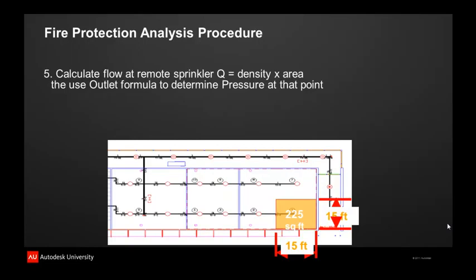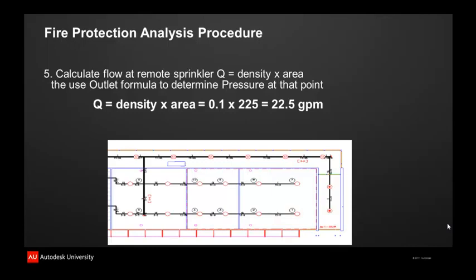Step 5 of our procedure was to calculate the flow at the most remote sprinkler based on the formula Q equals the density times the area. Remember, the density was 0.1, and the area for that worst sprinkler is 225. So that gives us 0.1 times 225, or 22.5 gallons per minute. The outlet formula that we developed right at the beginning of this presentation was Q equals K times the square root of P. We already know the Q, that's 22.5. We already know the K, that's 5.6. So we can rewrite that equation to get the pressure as the flow divided by the K factor, squared. Substituting 22.5 and 5.6 and squaring it, we get a starting pressure of 16.14 psi at that furthest sprinkler.